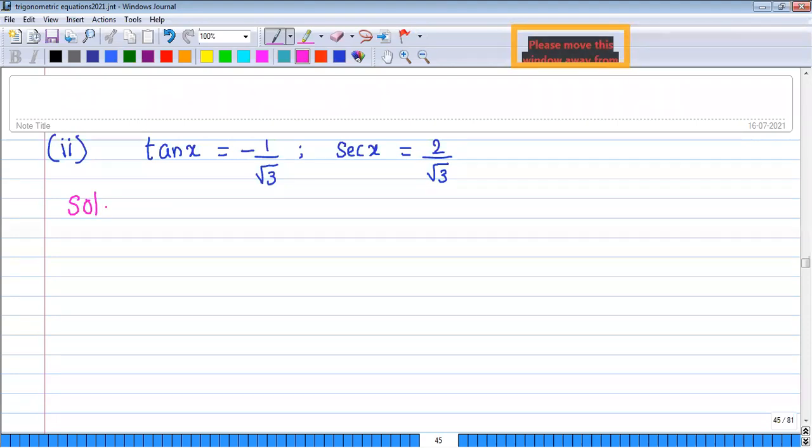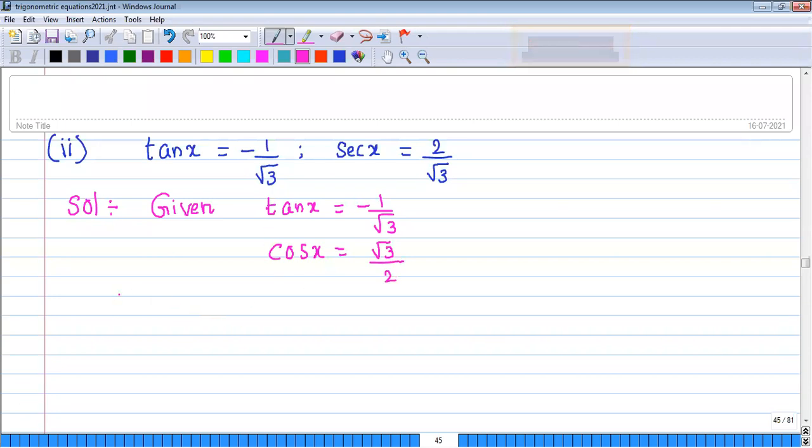Fourth quadrant, sir. Very good. Given tan x is equal to negative 1 upon root 3. The secant you write down in terms of cos x. So cos x is equal to 1 by secant x, that we can write as root 3 by 2. By observation we can write it. x lies in the fourth quadrant, because tan x is negative and cos x is positive. That is possible only in the fourth quadrant. So x lies in the fourth quadrant.